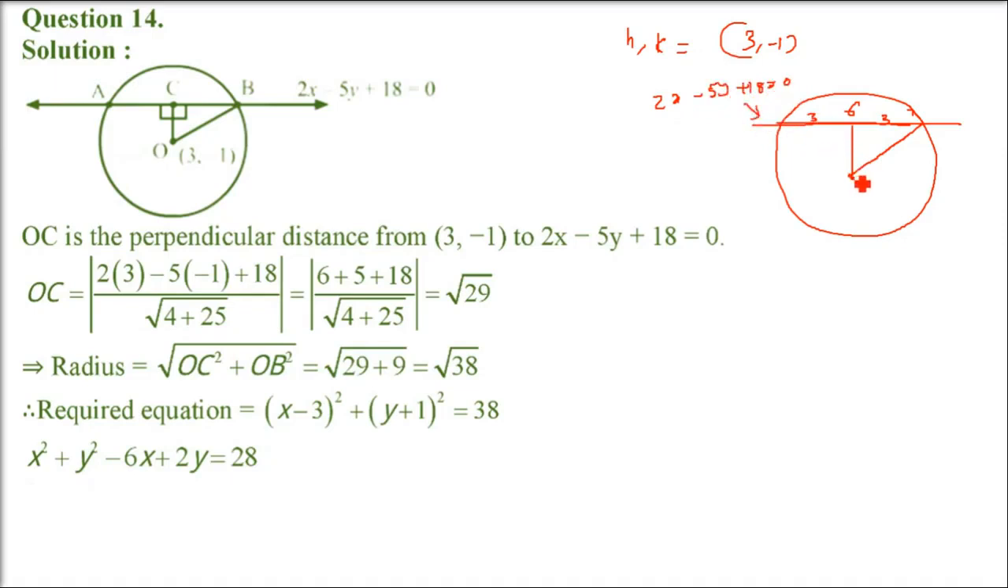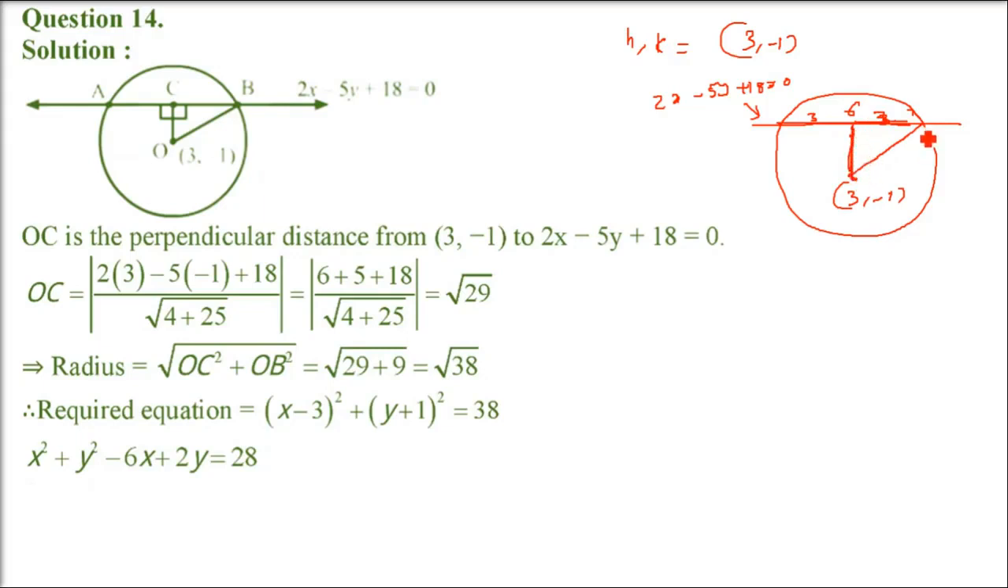So what we have to do? The center is (3, minus 1). The line we already have. And this perpendicular distance, we know how to find the perpendicular distance from a point to a line. And the base distance 3 is known. So this 3 is known.